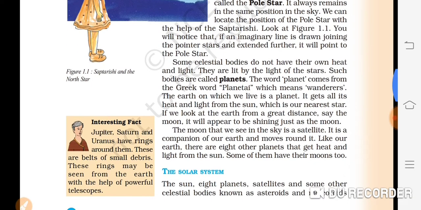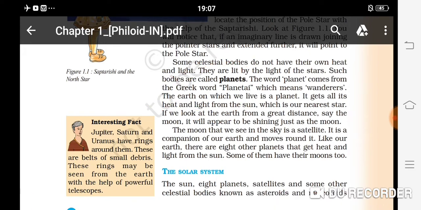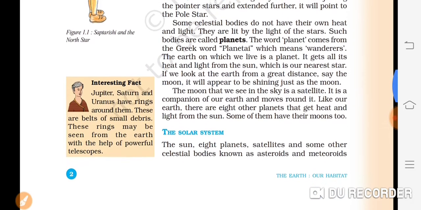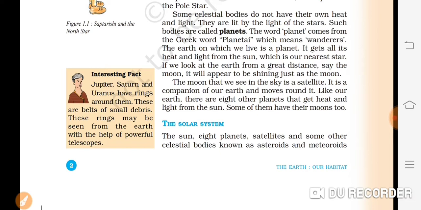Some celestial bodies do not have their own heat and light. They are lit by the light of the stars. Such bodies are called planets. So the fourth question is clear. What is a planet? The word planet comes from the Greek word planetai, which means wanderers.